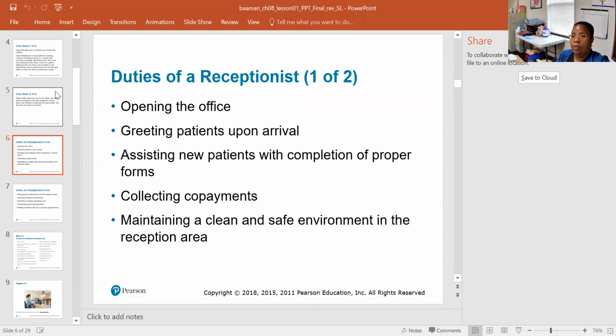Think about that case study that I just gave you guys, because I think I did put it on there for you to think about it and give me your answers, okay? Because at the end of the book, you will have answers, okay? So let's look at the duties of a receptionist.